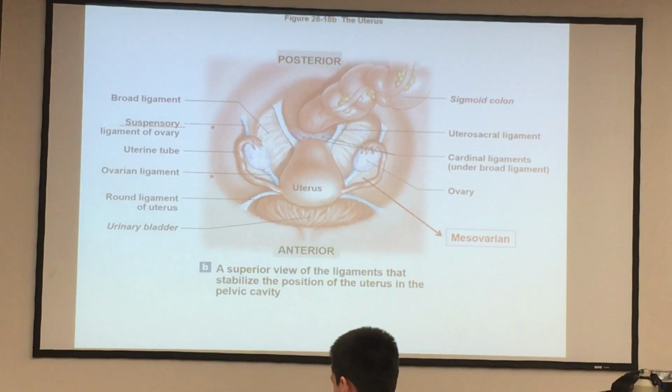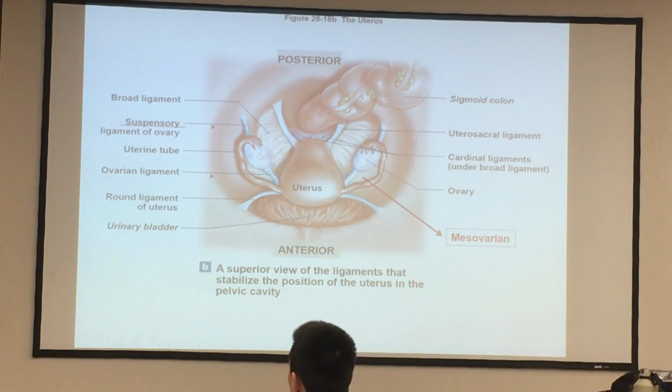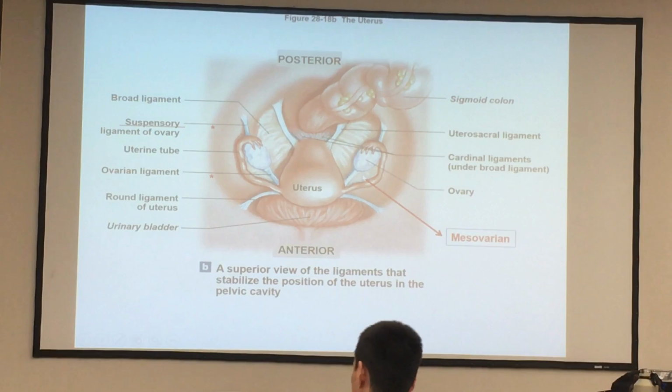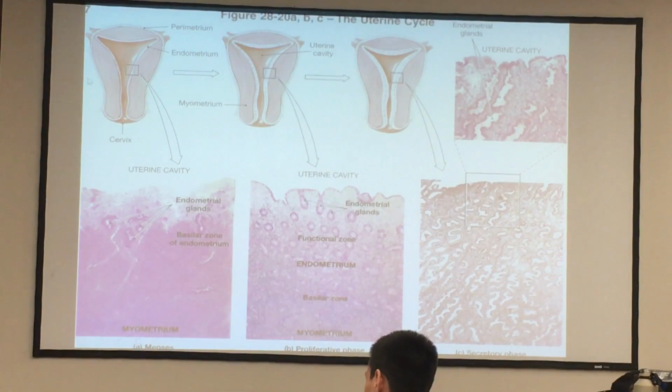All right, so that's the position. It will be the review for the ovary. There will be the suspensory ligament, the ovarian ligament, and the meso-ovarian. For the uterus, there will be the uterosacral ligament, that's one, the cardinal ligament, the round ligament, and the broad ligament, and you can learn that this week in the lab.